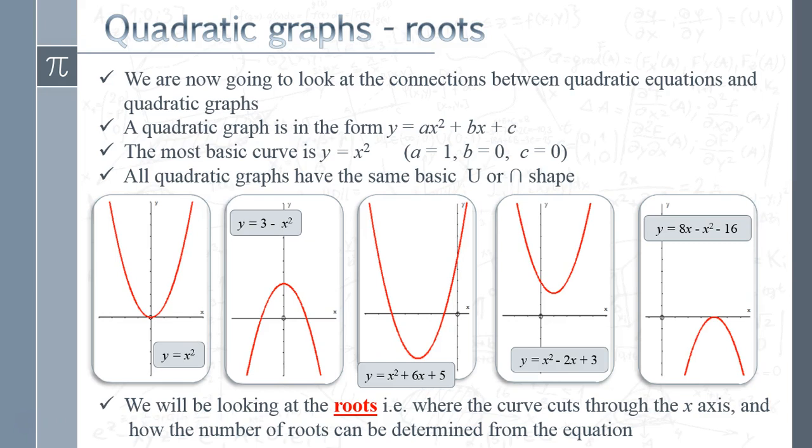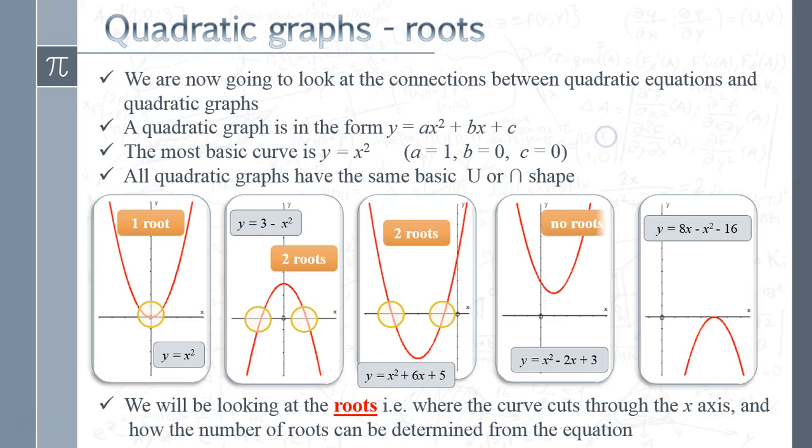Now, what we're looking at is the number of roots, and what we mean by that is how many times the curves cut through the axis, specifically the x-axis. If we have a look at the first one, it's not quite cutting through the axis, but it is just touching it and then going away. So we say that curve, y equals x squared, has got one root. Clearly 3 minus x squared is going through the x-axis in two places, so that's got two roots. Again, x squared plus 6x plus 5, two roots. This one is almost like it's floating up in the air. It doesn't go through the x-axis, so it's got no roots. And the final one is just touching the axis, not going through it, and then going away again. So that has just got the one root.